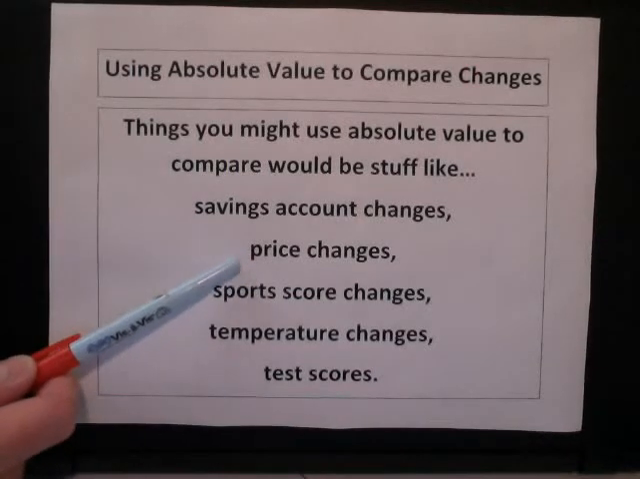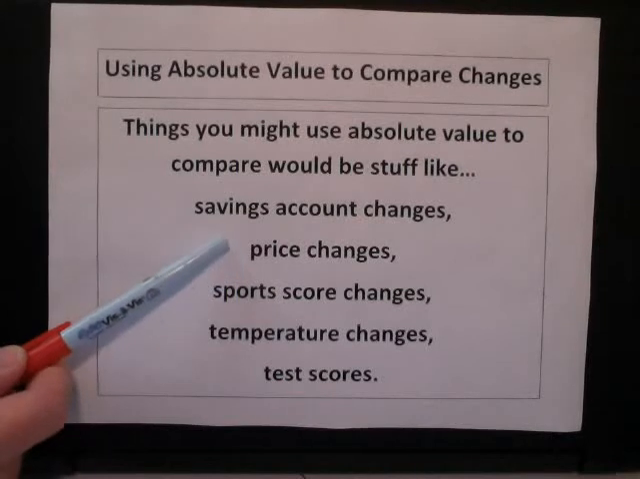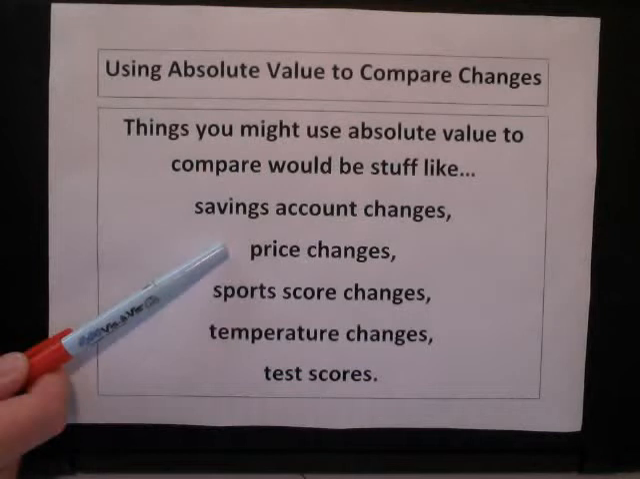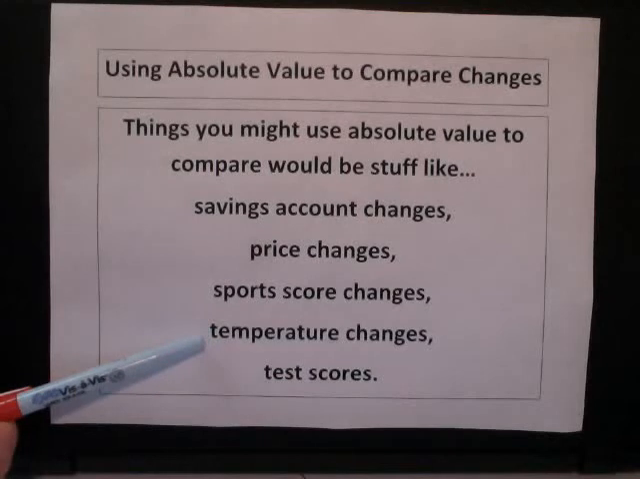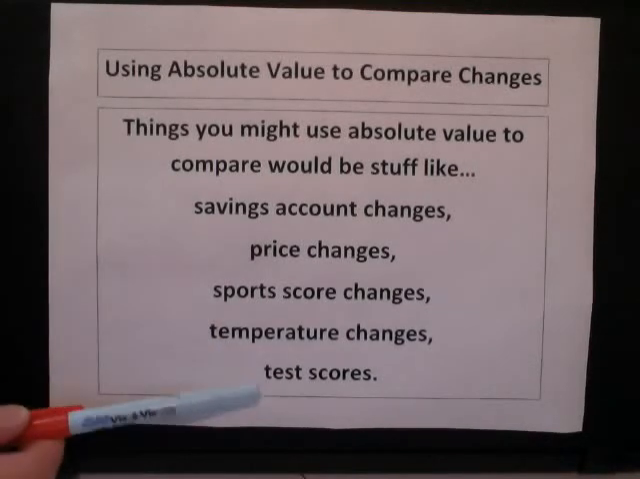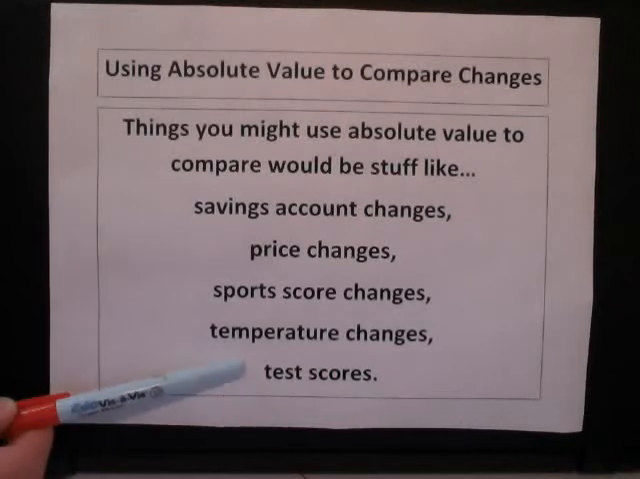Gas prices are a good example of that. They can be measured in positive and negative growth, but absolute value is how you would determine the change. Sports score changes over seasons, from this season to that season. Temperature changes from day to day, month to month, season to season. Test scores are a good one, especially when you think about PSSA and standardized testing.